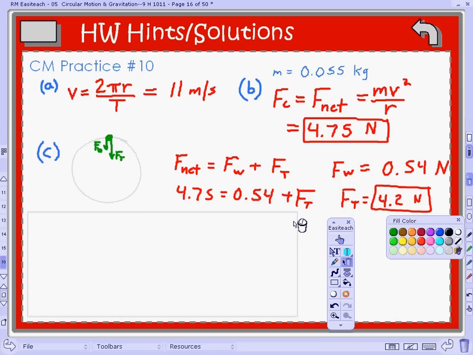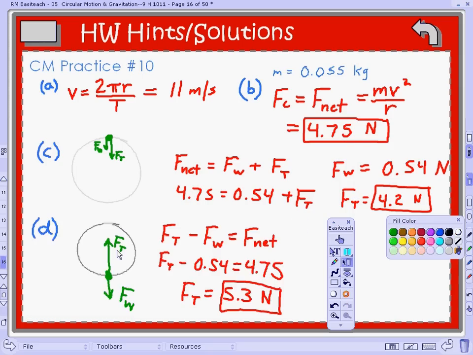The tension at the bottom has to be greater, because as you can see in this diagram, the tension at the bottom has to be greater, because this force minus this force equals that total. Now, how do I know that? I know that because it goes back to this. This is the force that I always need at all times toward the center. So if I have this force going away from the center, I have to compensate for that.